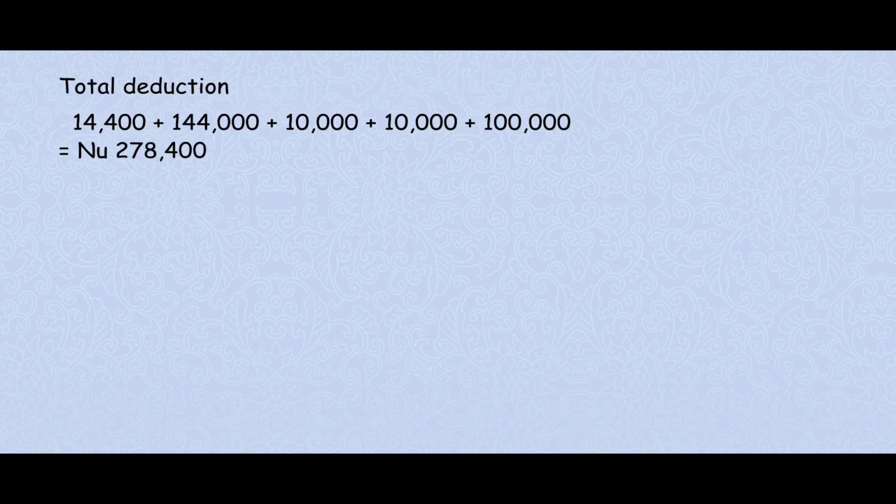But we are asked to find the total deduction. Therefore, the total deduction is the addition of all the deductions. 14,400, that is rental income, plus rental loan 144,000, plus dividend deduction 10,000, plus life insurance deduction 10,000, plus education allowance 100,000. It gives a total of 278,400. Therefore, he can deduct Nu 278,000 from his net taxable income.